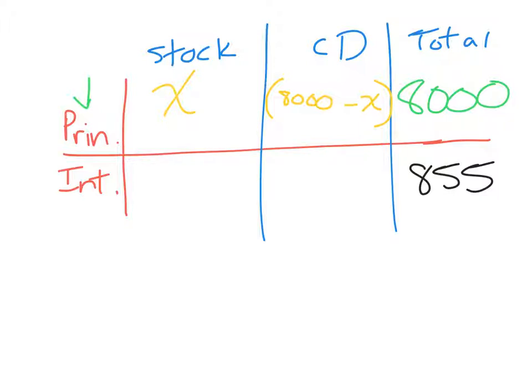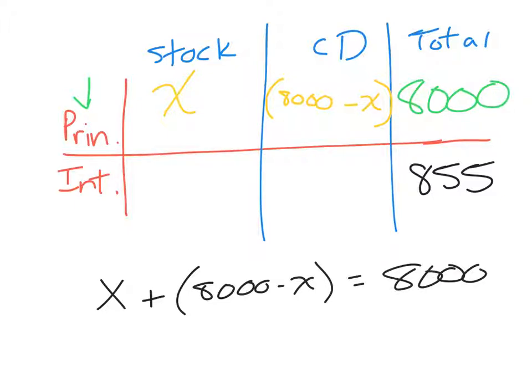Whatever's happening here is our linear equation, and there's going to be more to it. That's where the interest is going to come in down at the bottom. We know that the total stock plus the CD, so X plus 8,000 minus X, is equal to $8,000. We already know that, but there's more to it. Remember, each company had a different interest rate, and each company also had Kent's money for only a certain amount of time.